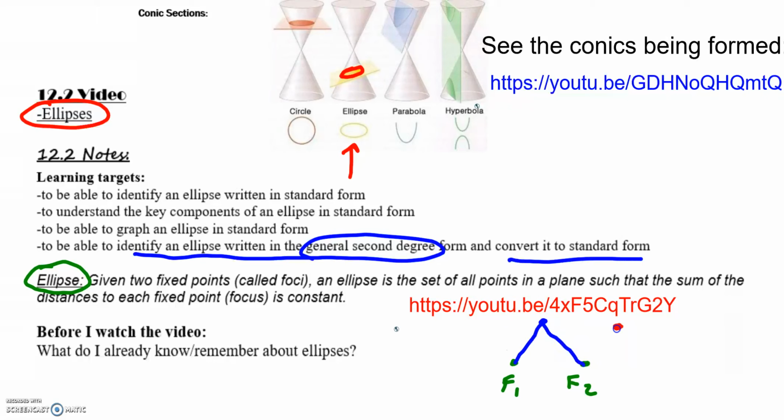If I drew from this point to this focus and this point to this focus, these two distances together would be the same as the two blue distances together. If I continued that and drew a distance from here and then to this focus, the sum of them would be the same as the red and the blue. And so eventually you would create a shape that looks like an ellipse or an oval. But to show you this in a different way, let me click again on this link that I found that might be helpful.